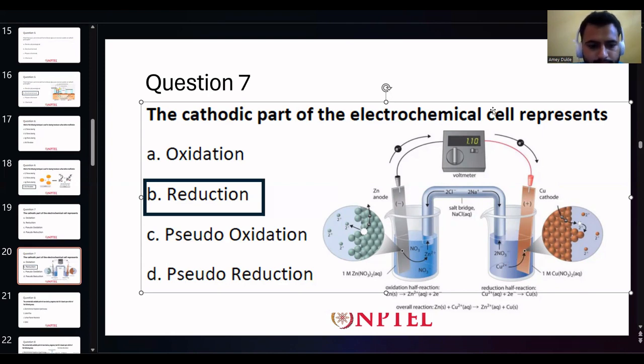So yeah, there is nothing called pseudo oxidation or pseudo reaction in a typical electrochemical cell. In complex cells there might be something like that, but at least in the typical cells there is nothing called pseudo oxidation, pseudo reaction. Okay, so coming to the next question.